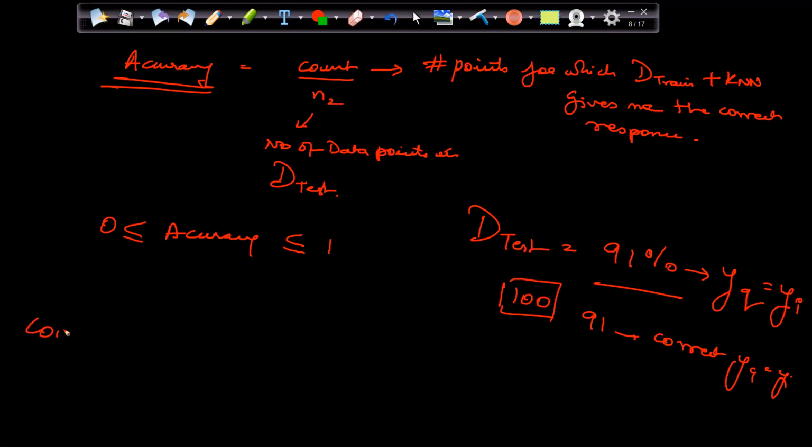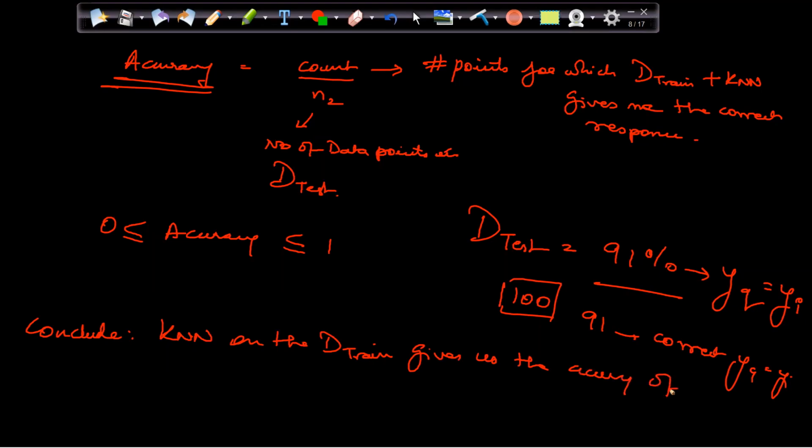So I can conclude that KNN, which we are using on the D train data, because we create the model using the train data, gives us the accuracy of 91% on D test data. Right? We are using D test data, right? So it is giving me 91% accuracy on the D test data.